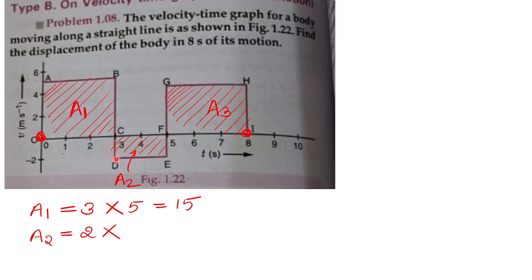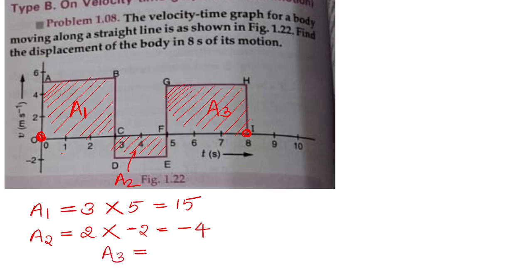And what is this? Look here. Minus 2. Understood? CD is minus 2. The sign is there. You will automatically get a negative number. Okay, don't worry about that. So A2 is clear. Now A3.